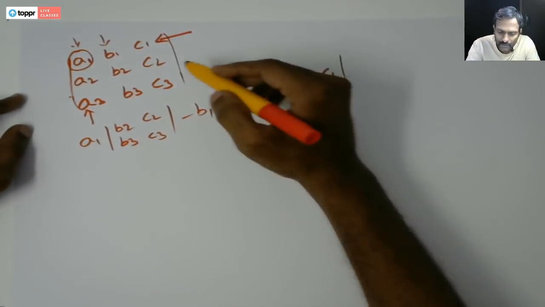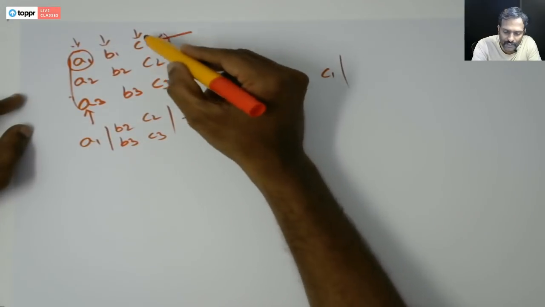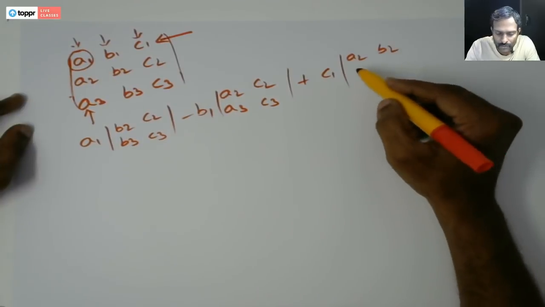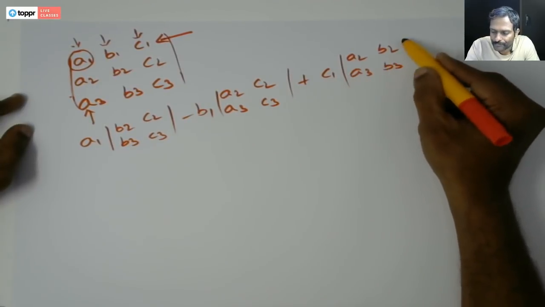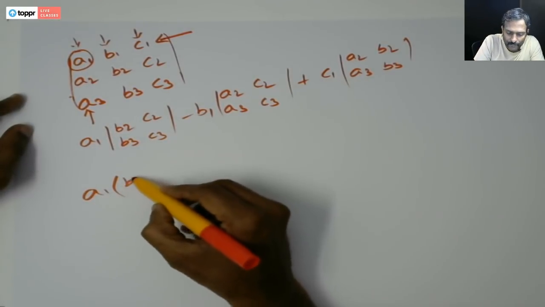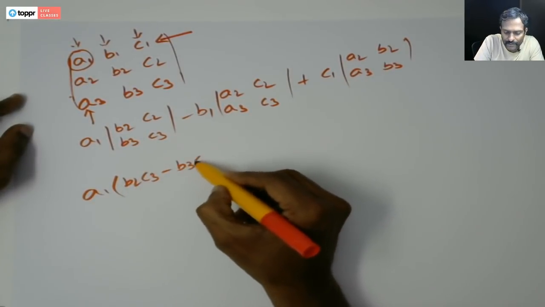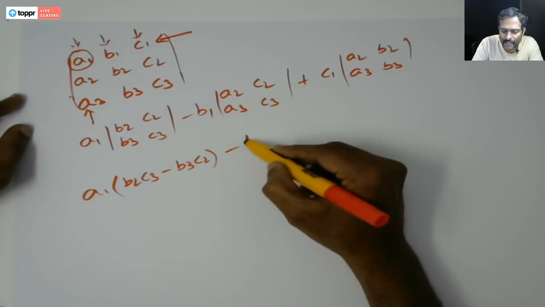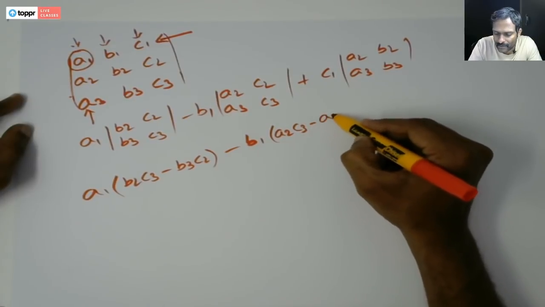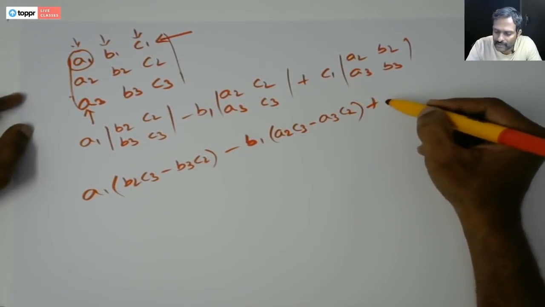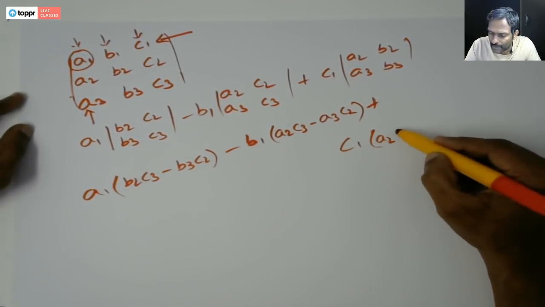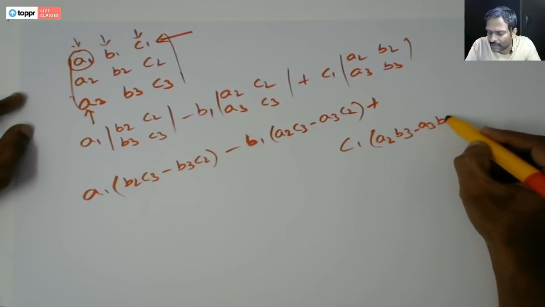complete it first. If I'm talking about C1, then you remove this column and this row, you get A2, B2 and A3, B3. So A1 times B2 C3 minus B3 C2, minus, in the same way, B1 times A2 C3 minus A3 C2, plus C1 times A2 B3 minus A3 B2.